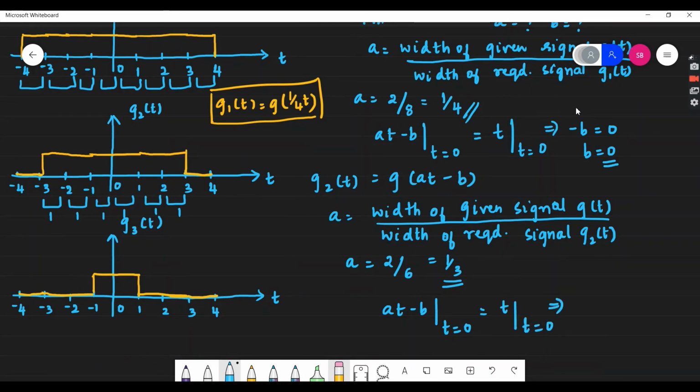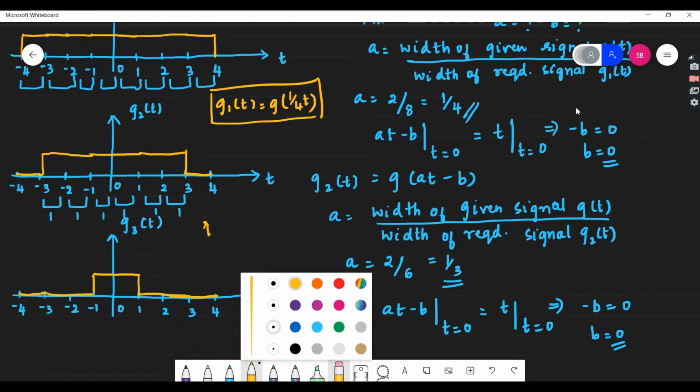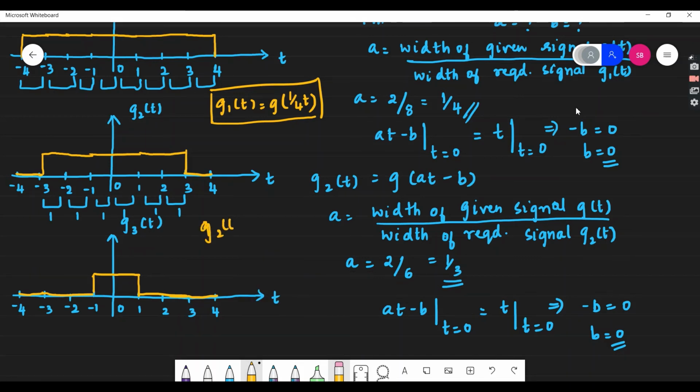This implies a into 0 minus b, that is minus b, is equal to t equals 0. If I substitute, the value of b becomes 0. So the constants are a equal to 1 by 3 and b equal to 0. If I substitute them in the main equation of g2 of t, then g2 of t is equal to g of a into t minus b, that is 1 by 3 into t minus 0. So g2 of t can be expressed as g of 1 by 3 into t.